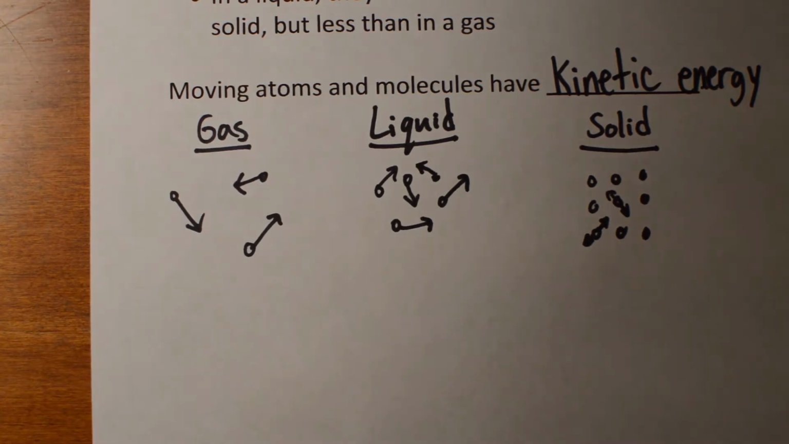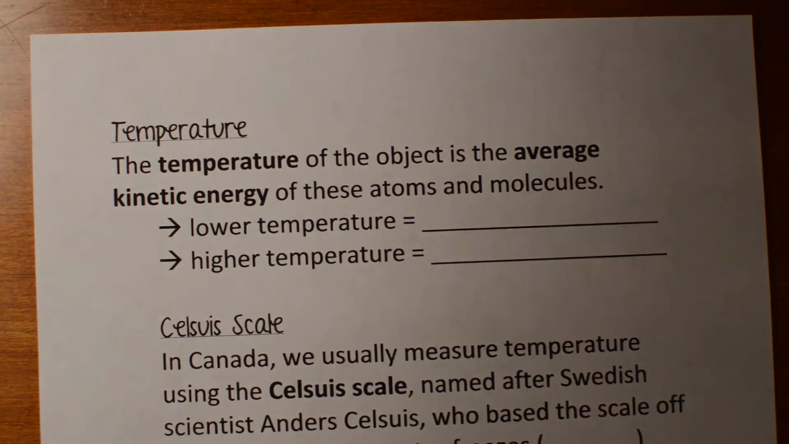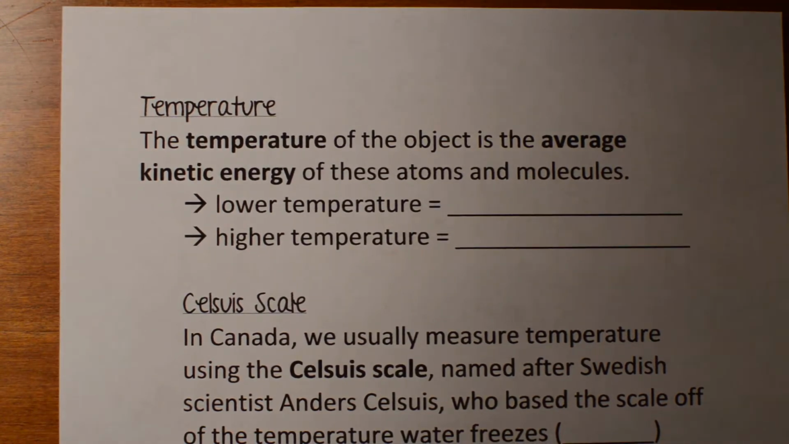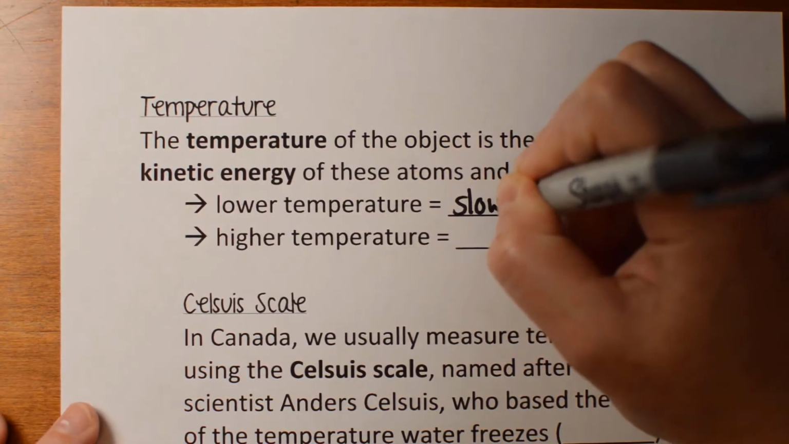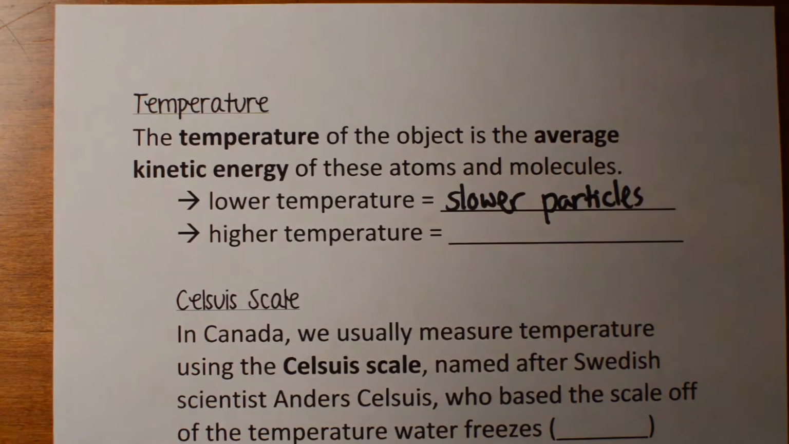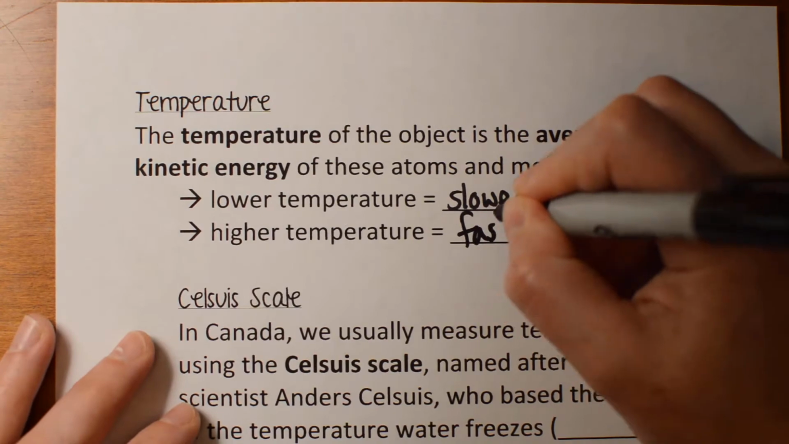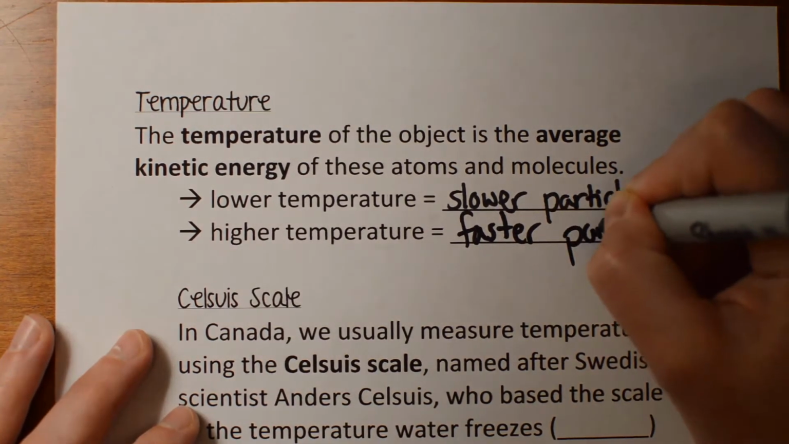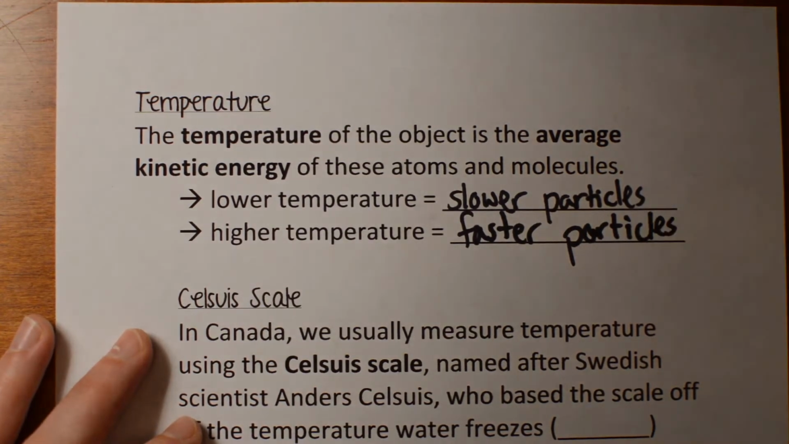Alright, so if things have kinetic energy, then that actually also gives them their temperature. Temperature is actually just the average kinetic energy of those moving particles, of those little atoms or molecules. So a lower temperature means slower particles. It means everything's just moving a bit slower. And if things are vibrating really fast, bouncing around everywhere, that's a higher temperature. So fast atoms and molecules is a higher temperature.